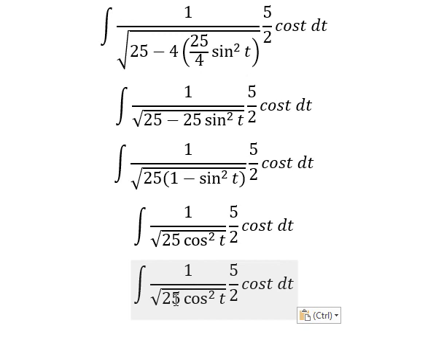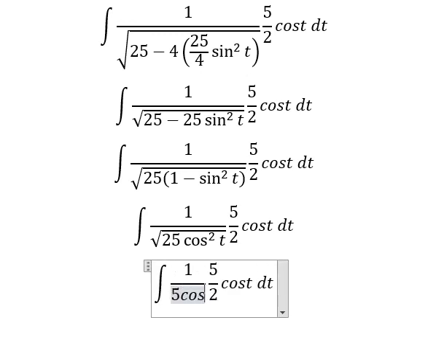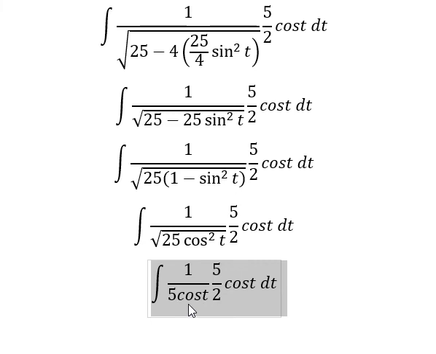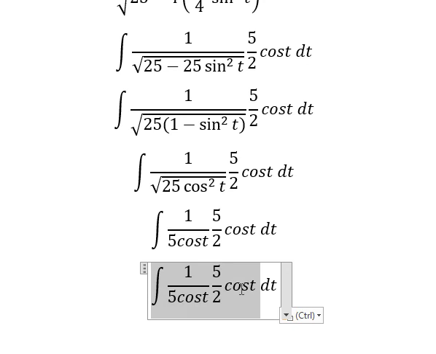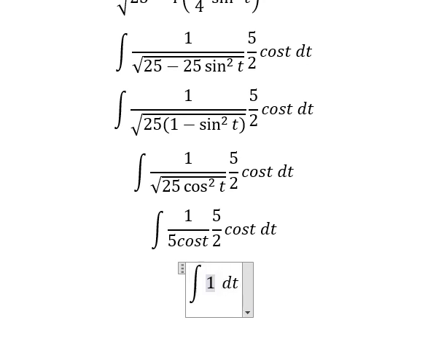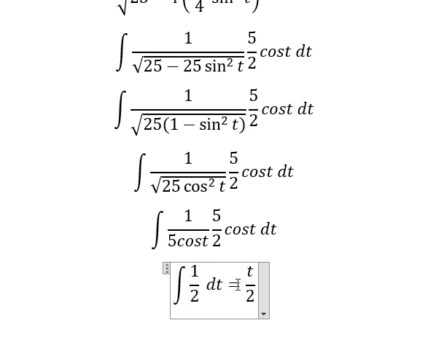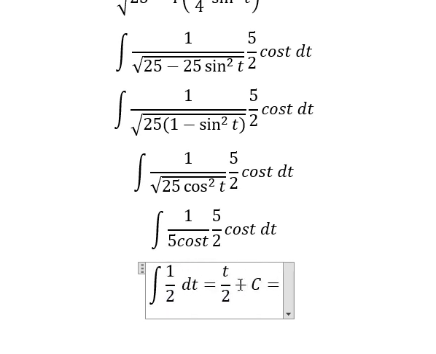The square root of 25 cosine t squared, you get 5 cosine t. And now we simplify 5 cosine t on numerator and denominator. So we have 1 over 2. The integration of 1 over 2, you get t over 2. And we put c.